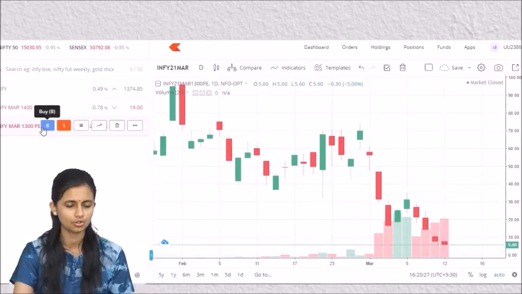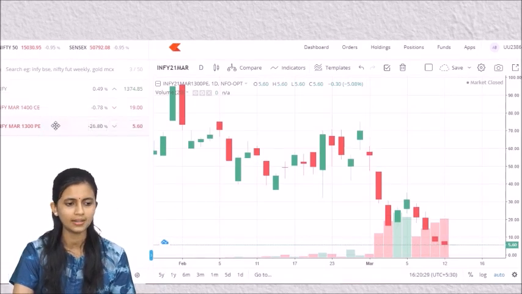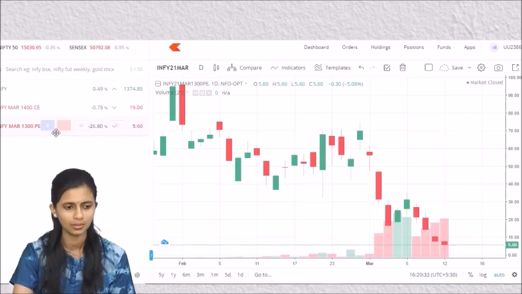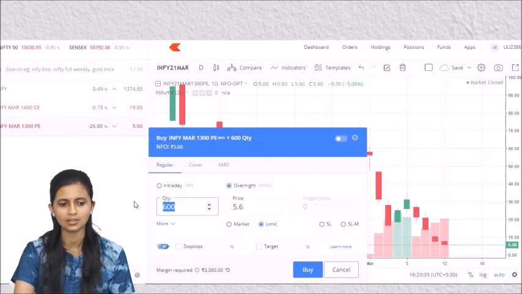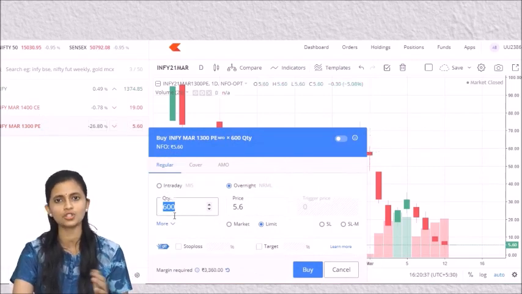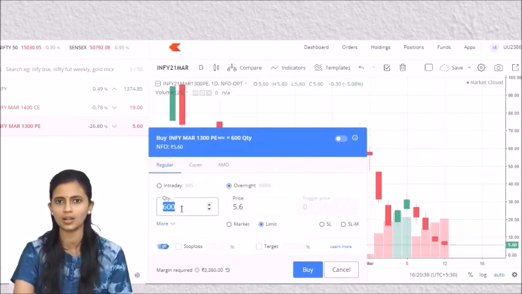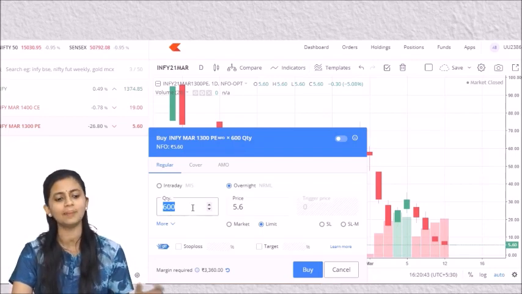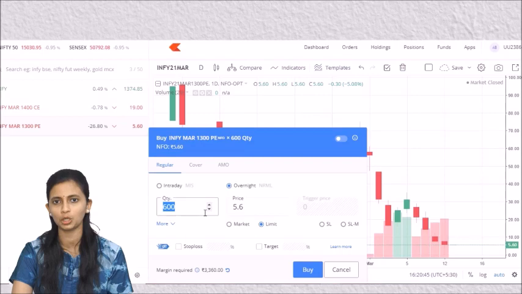Also, I would like to show you over here the quantity that you can trade. Options you can always trade only in lots. So here the moment you click buy, you can see the quantity is coming to 600. So Infosys stock you can trade in 600 quantities. You cannot trade in 1 quantity or 2 quantity like stocks. Similarly, this quantity will vary depending upon the stock.